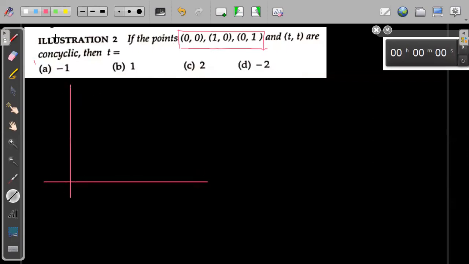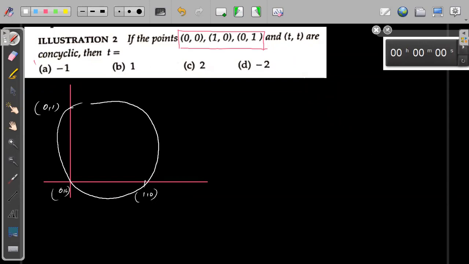If I have these 3 points, that means the circle is passing through 0 comma 1, here we have 1 comma 0, and here we have 0 comma 0. That means the circle is passing through these points, right? So let's say this is that circle. If this is the circle and this is 90 degrees, we know this is 90 degrees.